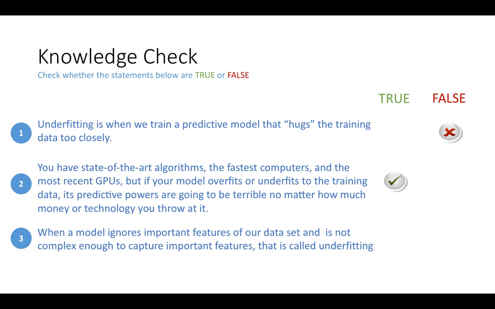When a model ignores important features of our data and is not complex enough to capture them, that is called underfitting. Agreed or not? Yes, you are right. That is the definition of underfitting.